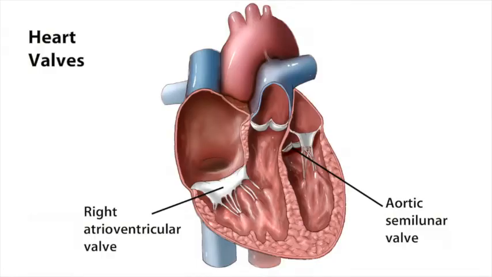Now, when the ventricles are filling with blood, the atrioventricular valves are open and the semilunar valves are closed. Now, this phase of the cardiac cycle is called diastole. To help you remember that, the ventricles are filling during this phase, you might consider that the ventricles are dilating during diastole.